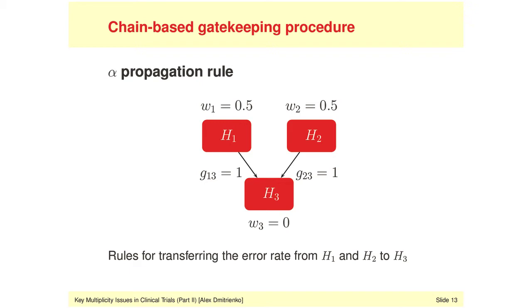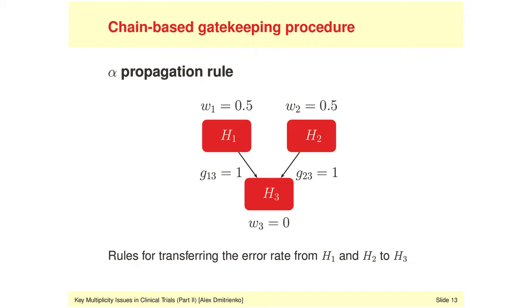When we move on to the definition of an alpha propagation rule for this chain-based gatekeeping procedure, we need to recognize, as I emphasized a couple of minutes ago, that not all of the transition parameters will be meaningful in the context of this particular clinical trial example. In fact, we're only interested in transferring alpha from H1 to H3, which means that the parameter G13 will be defined. And also, we're interested in potentially transferring alpha from H2 to H3, which means that the parameter G23 will be defined. And in this case, both of those parameters will be set to 1.